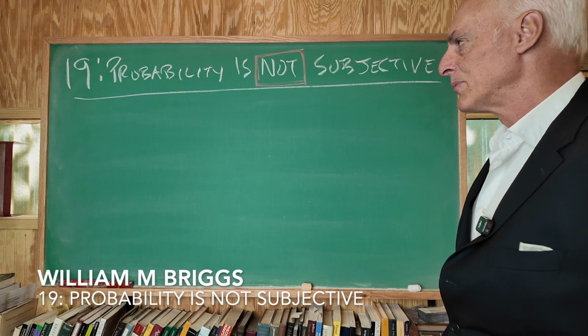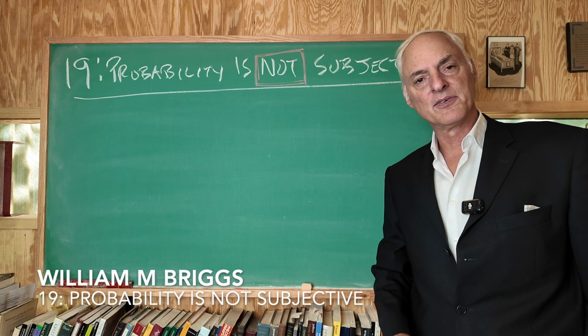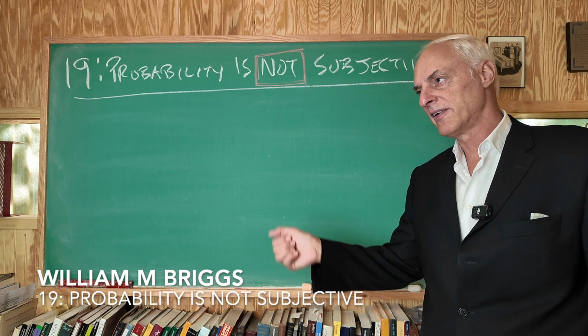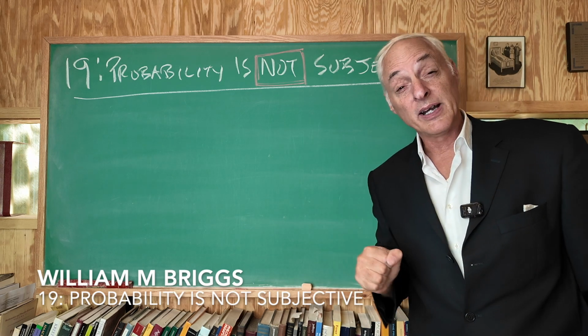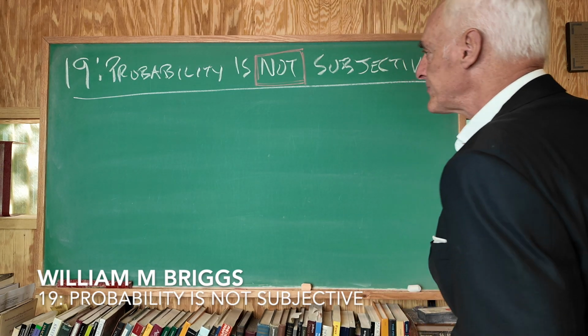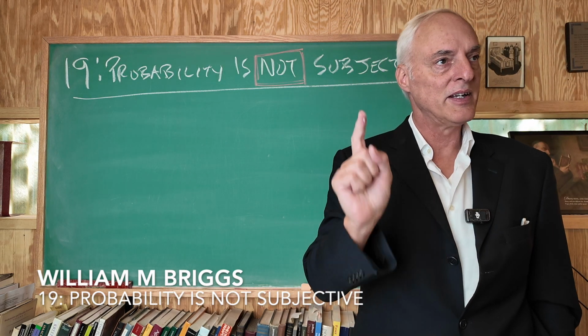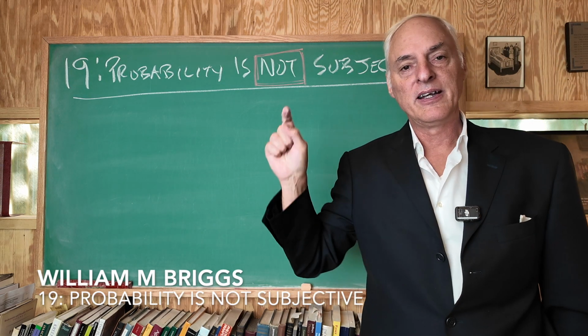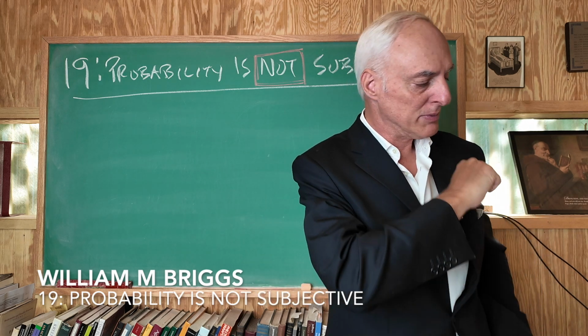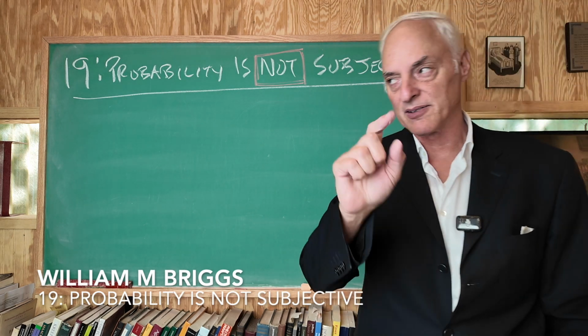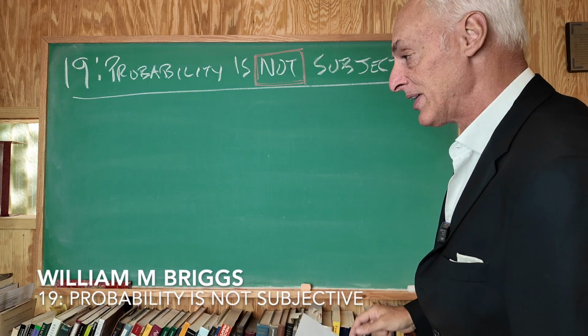This is William M. Briggs, continuing our class on uncertainty and probability theory, the logic of science. We're on episode 19, and we're continuing our lectures on what probability is not. Probability is not subjective. Probability is absolutely not subjective. I'm going to prove that to you today.